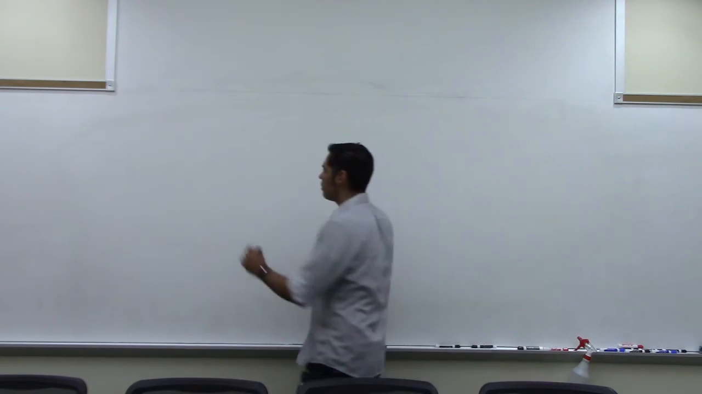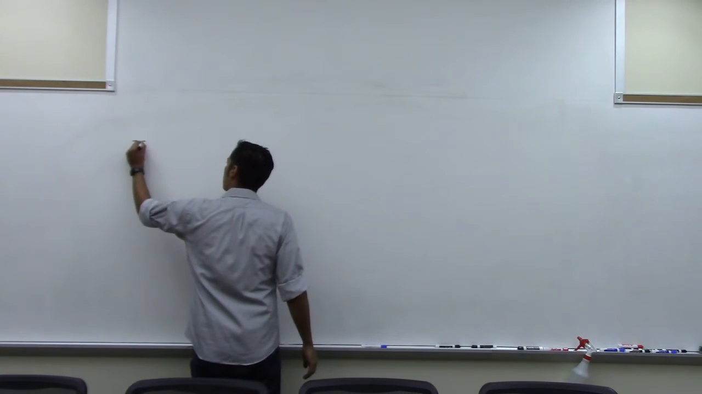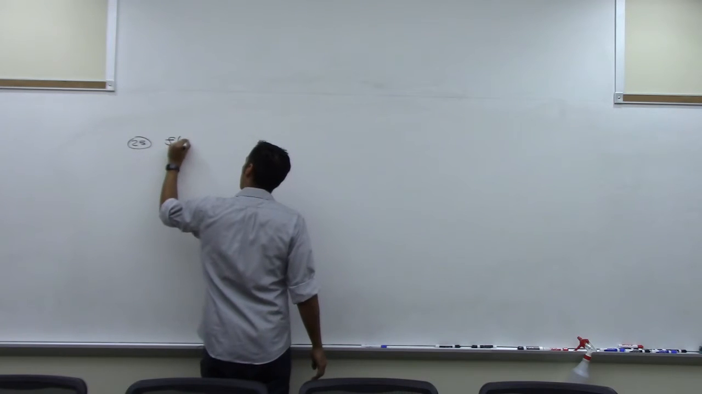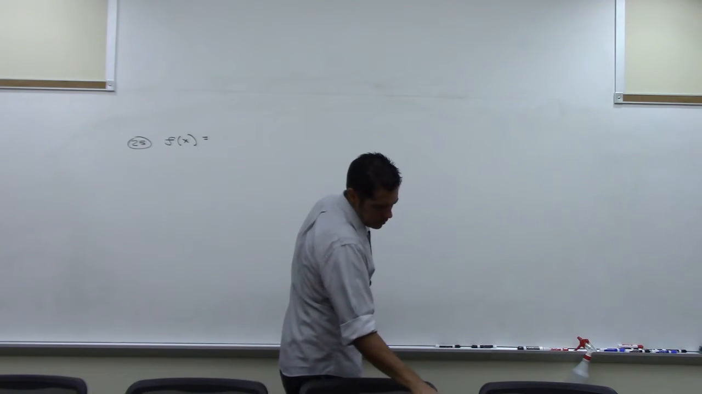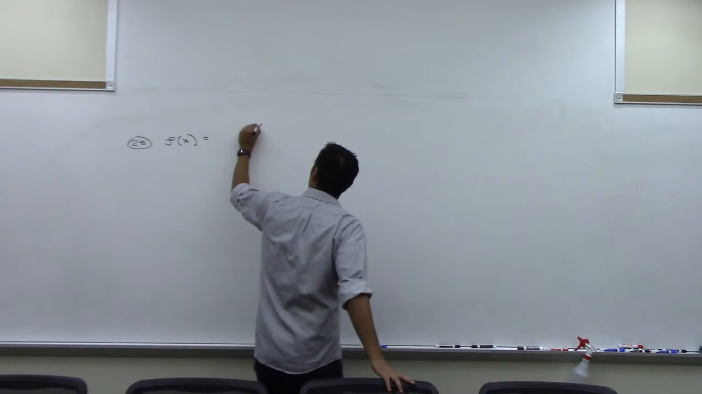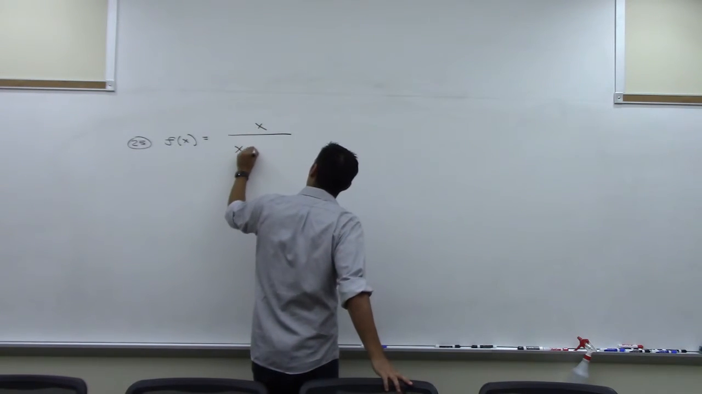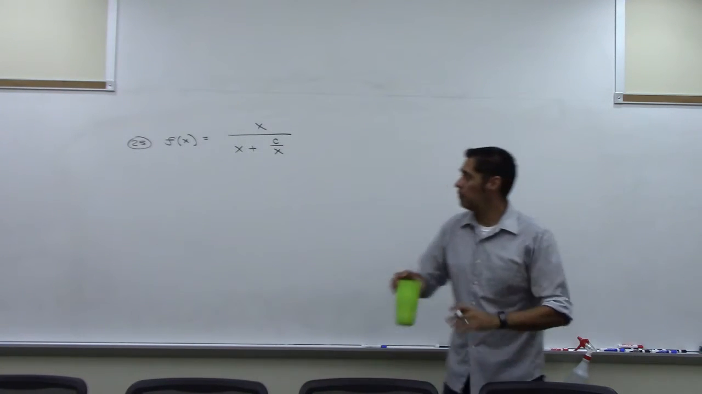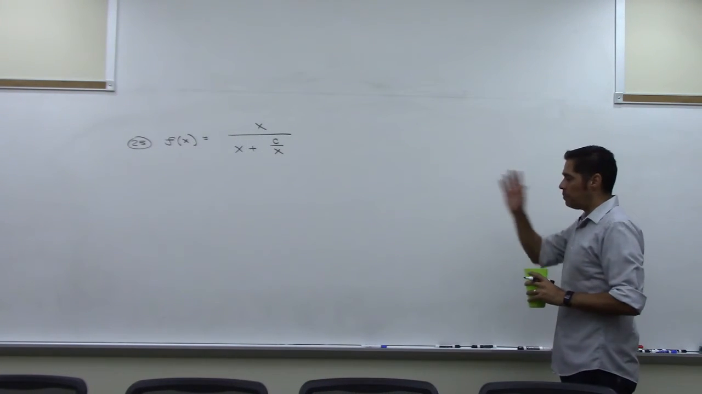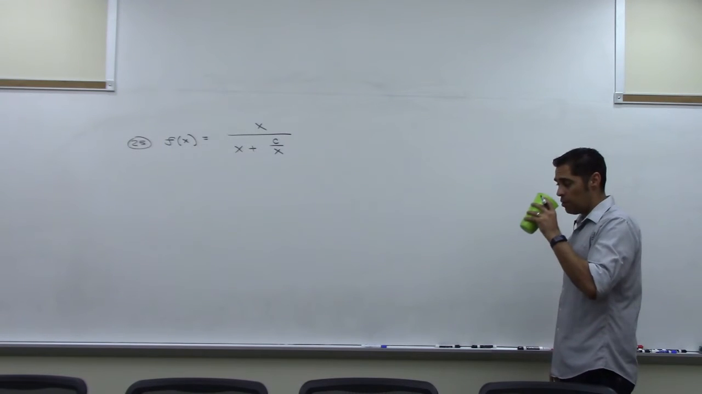F of x equals x over x plus c over x. So you cannot split this into two fractions. You're going to have to use the quotient rule.